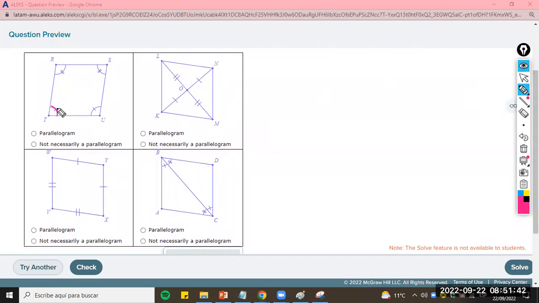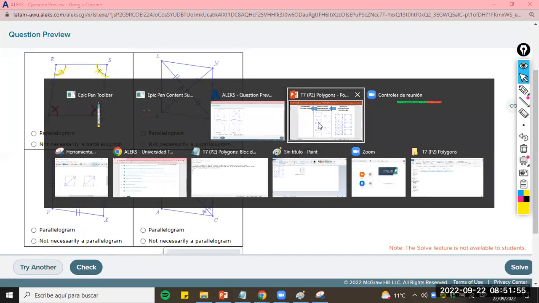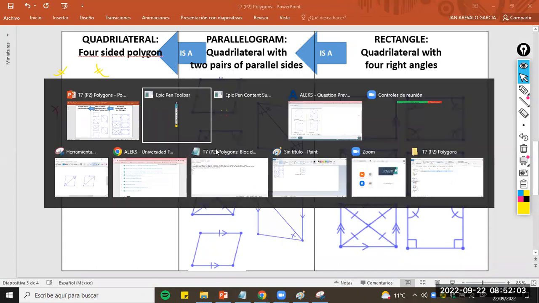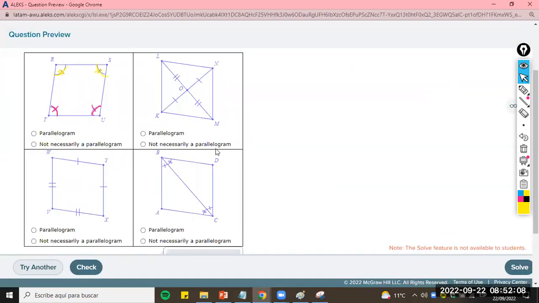We have that this angle and this angle measure is the same, and also this angle measure and this angle measure is the same. Does that make it a parallelogram? Let's look at our table. No, we don't have that option. It's similar to this one, but it is not, because we don't have opposite angles to be congruent. So this is not a parallelogram.